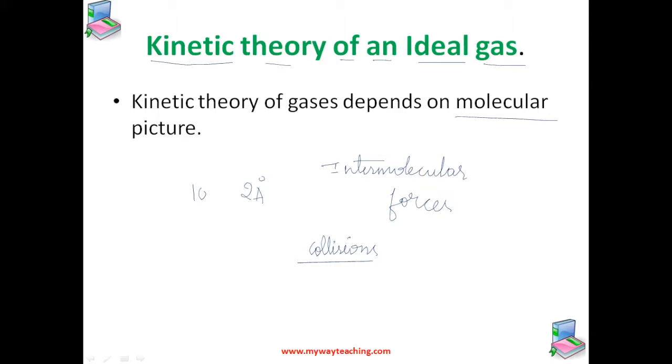So we just begin with the idea that molecules of a gas are in incessant random motion, colliding against one another and with the walls of the container. That collision takes place, and all collisions between molecules among themselves or between molecules and the walls are elastic. So this is the basic idea of this kinetic theory.